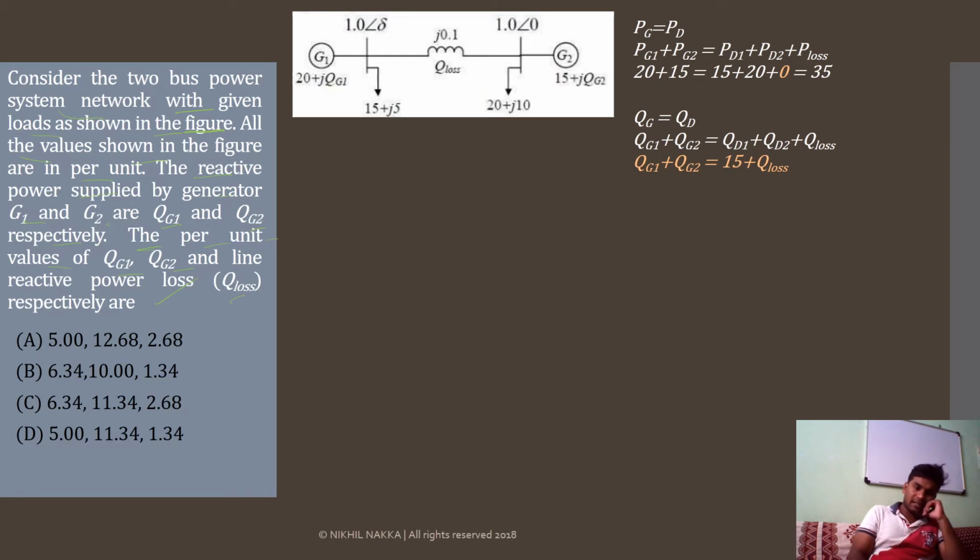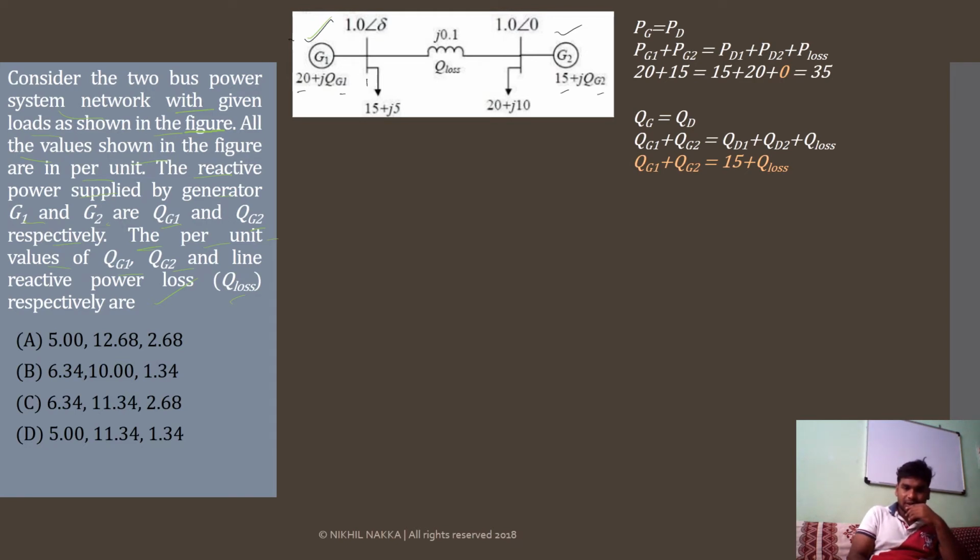Basically there are two generators like this, G1 and G2. G1 and G2 both are generating complex power. It means they are generating both active and reactive power. Active power, reactive power, active power and reactive power. And they are connected to two buses.